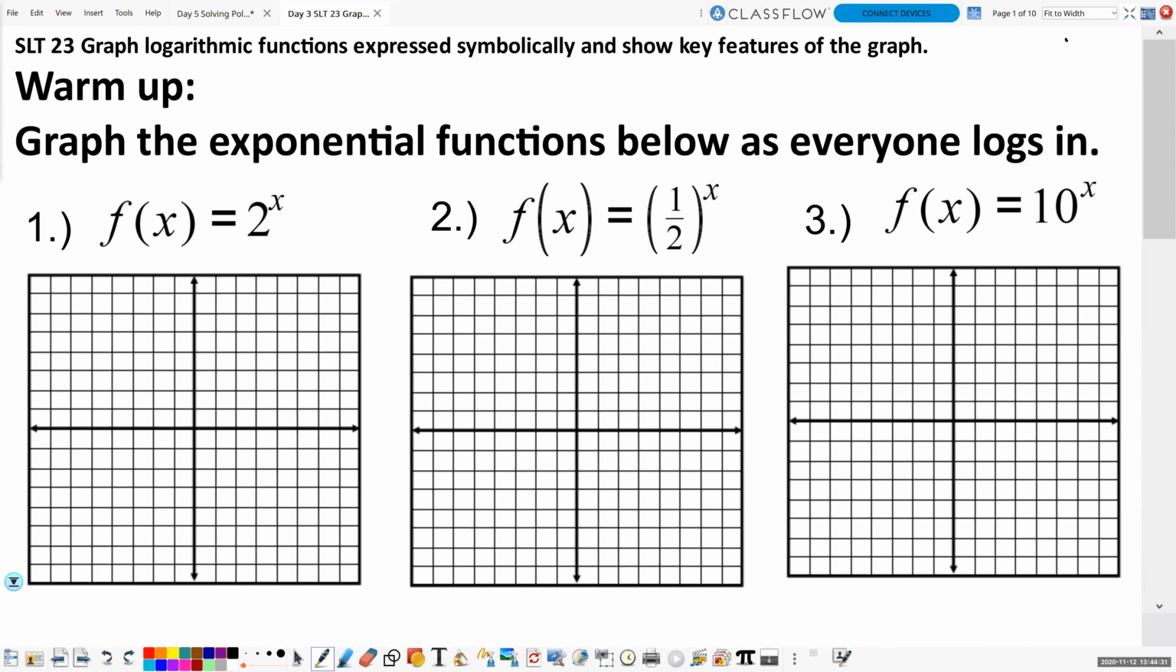All right, ladies and gentlemen, you should be titling your notes, Student Learning Task 23, Graphing Logarithmic Functions Expressed Symbolically and Showing Key Features of the Graph. Today is November 12th. We are welcoming approximately half of Miss Weese's students into our class today. We do not have a ton of new students. She's not feeling well, so I have half of her students. And Miss Salisbury also teaches Honors Algebra 2 at 4th period, so she has the other half.